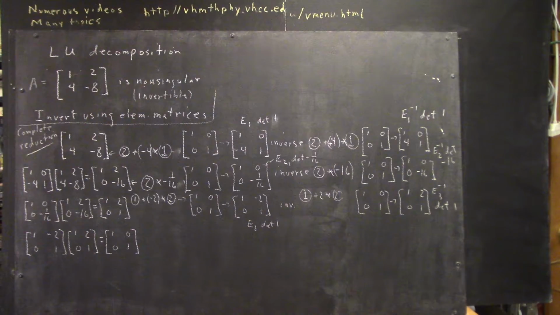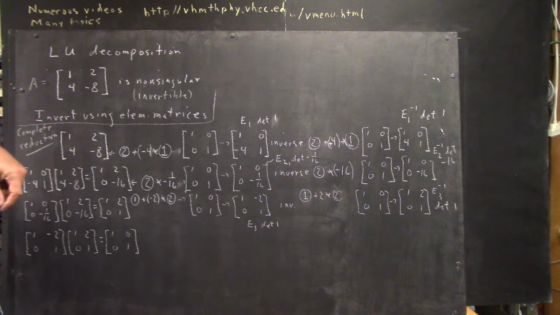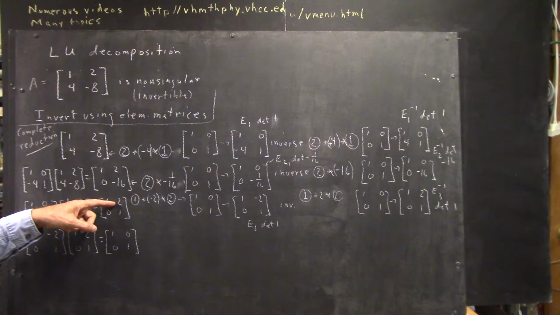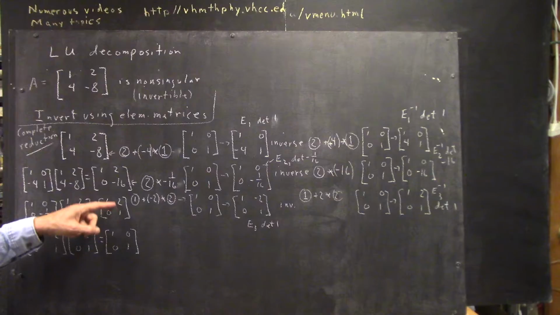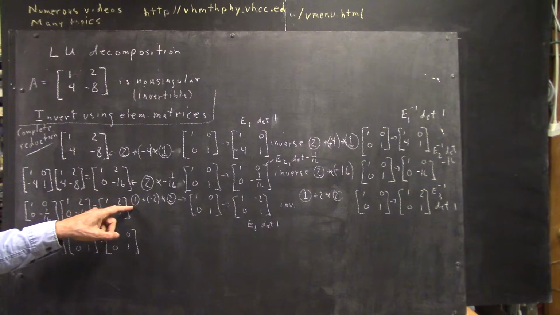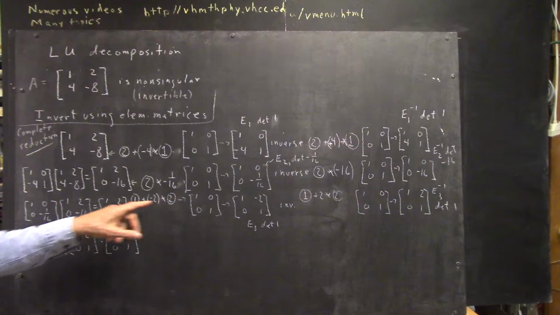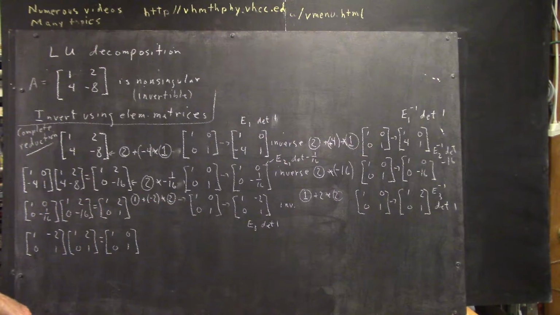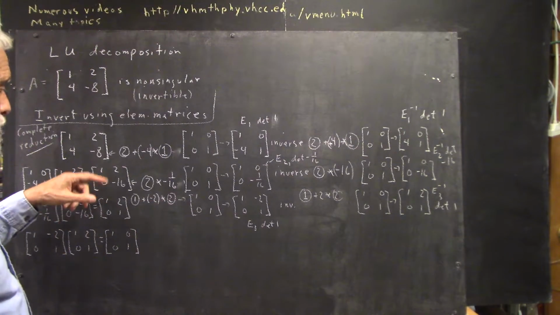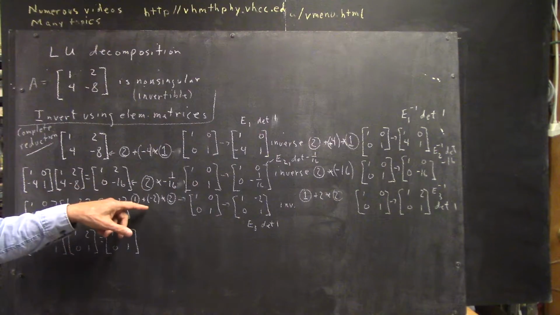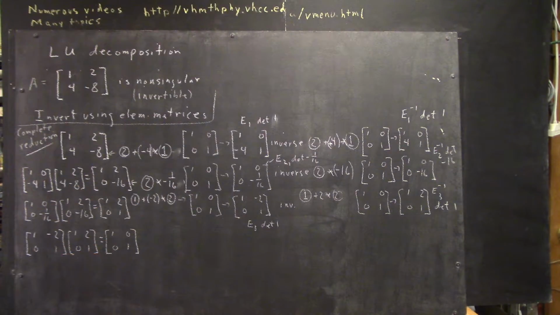We complete the reduction of this matrix. We need to get a 0 here, so we add negative 2 times this row to this one. So the first row is going to be changed to the first row plus negative 2 times the second. Now, that's what happens if we do this. We're going to get this matrix.